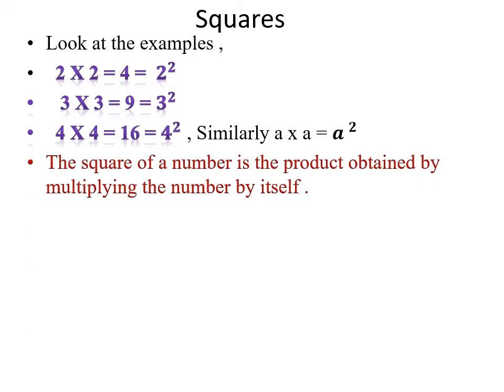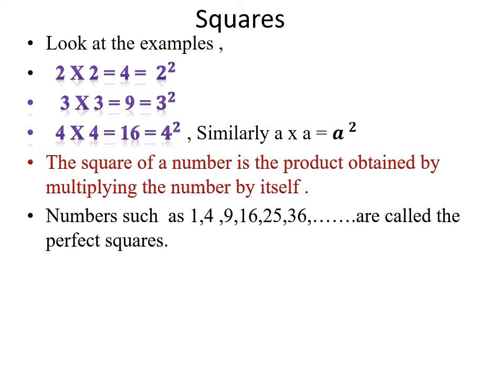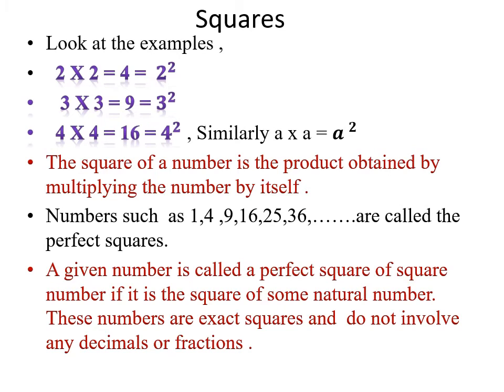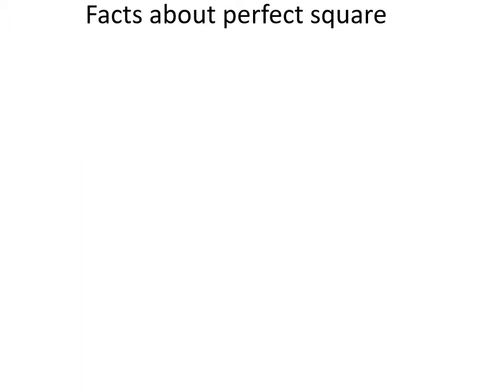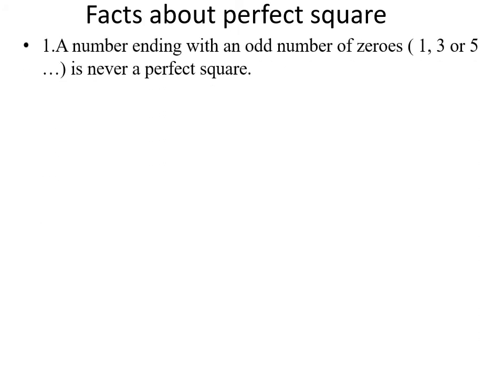So, the square of a number is nothing but the product obtained by multiplying the number by itself. So, numbers such as 1, 4, 9, 16, 25, 36 are called perfect squares. A given number is called a perfect square if it is the square of some natural number. Now these natural numbers are the exact squares, not involving any rational or irrational numbers. Now the facts about perfect squares: in these slides we will study the different properties of perfect square numbers.